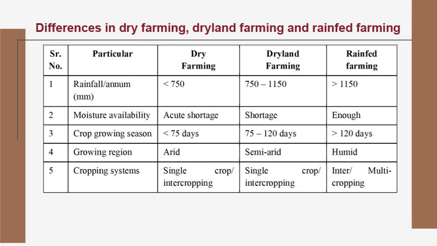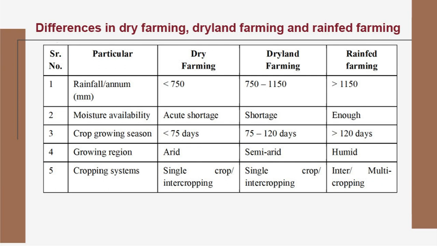And now see the differences in moisture availability. In dry farming, it is acute shortage because rainfall is less than 750 millimeter. In dryland farming, comparatively less problem, but shortage is there. But in rain-fed farming, moisture is enough. Crop growing season is less than 75 days in dry farming because of moisture scarcity. In dryland farming, it is 75 up to 120 days. And in rain-fed farming, you get a longer growing period of more than 120 days.